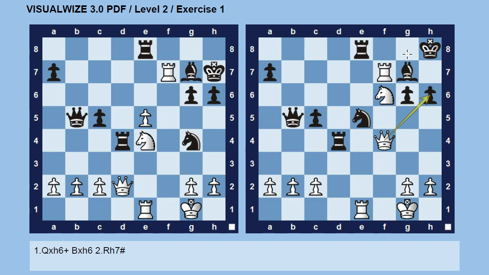I want to make it clear that the arrows that appear on the board simulate how you would visualize the moves in an actual game, and this is essentially why the Visualwize exercises are so effective. It's because the training method resembles how you would visualize your moves in an actual game.